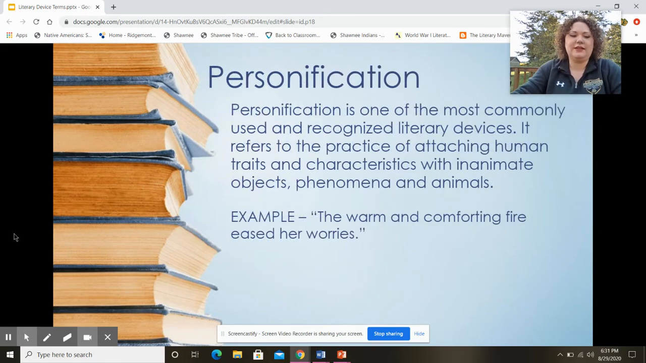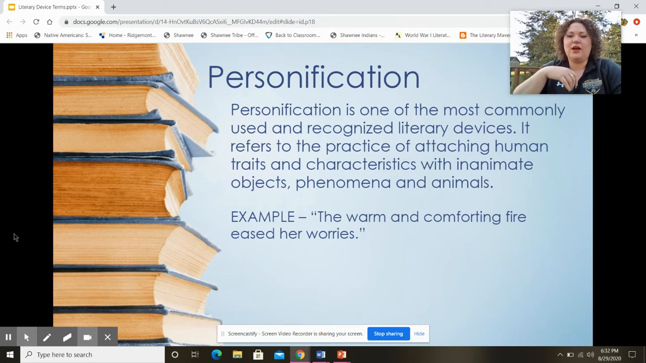Personification, we see this a lot in children's books, and also a lot in mythology when we're going to be getting into those too. It's when you have something that is typically not human given human traits. So animals are given human traits, objects are given human traits.